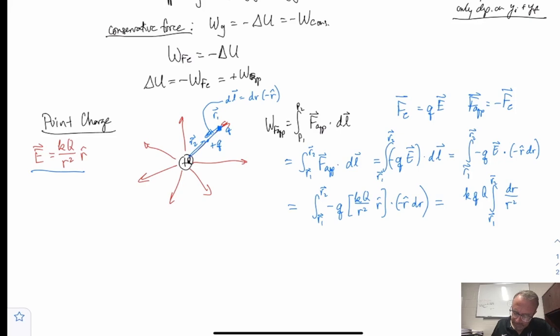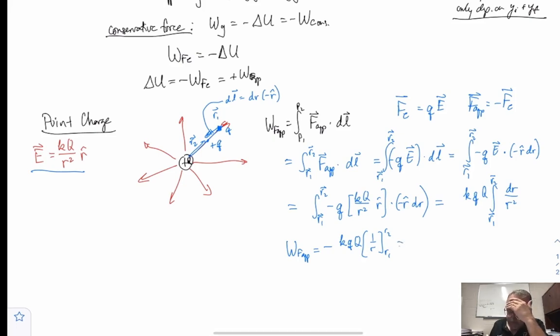That integral is something that I can do, though. Again, this is the work by the applied force. And what I'm going to end up getting is, you integrate dr over R squared, that gives you a minus 1 over R. So it's minus KQQ 1 over R from R1 to R2.